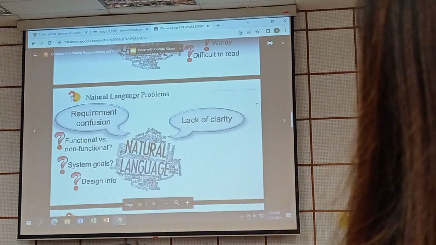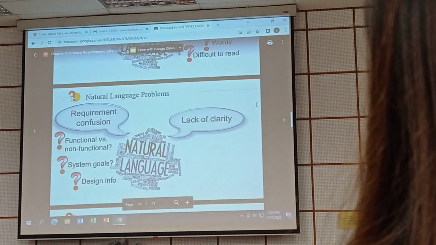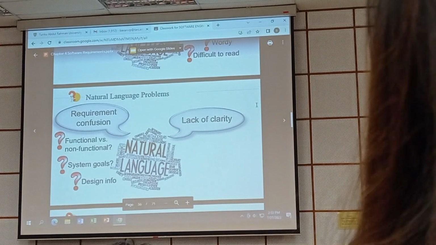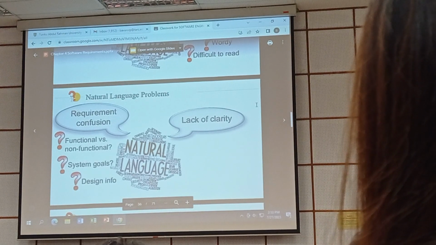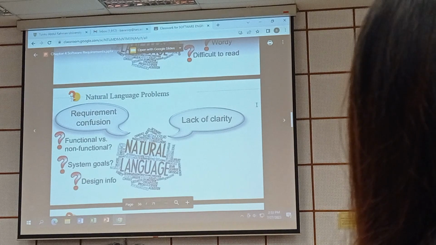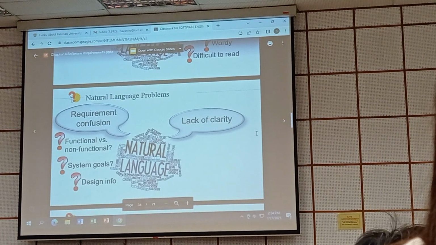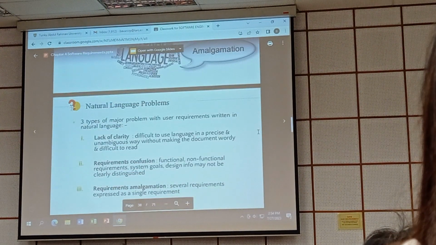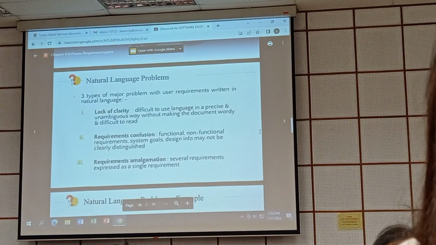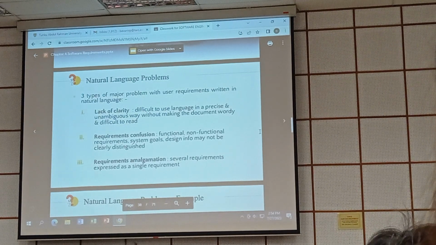You tell me A, I do A, but why suddenly do you want to change? Because yesterday you told me this is much better, but today you are talking in another way. You understand? I don't understand your requirement. So that is requirement confusion. Then the lack of clarity, and amalgamation. These are the three main ones. Please take note. These are the three major problems of user requirements when you write using natural language.